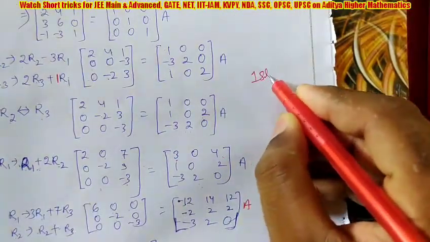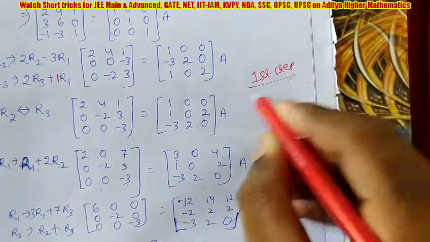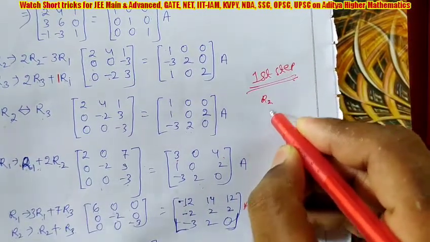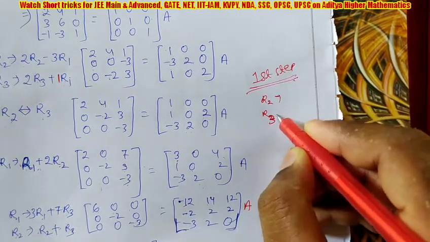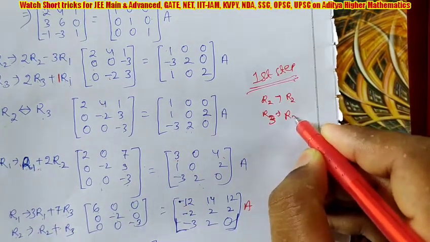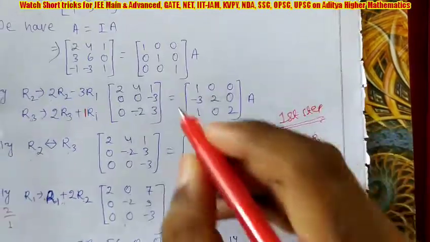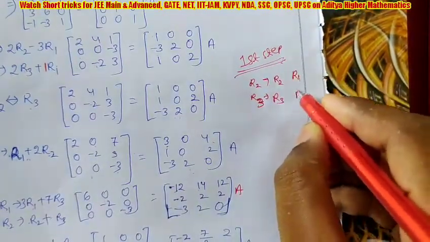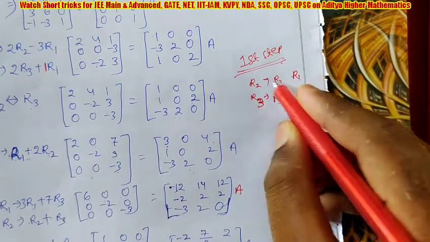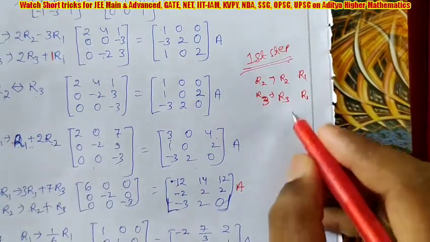In the first step we have to change R2 and R3. So R2, R3 you have to write first. And you have to use the non-zero one. Which is non-zero? R1. And whatever numbers and whatever signs, I told you how to take.